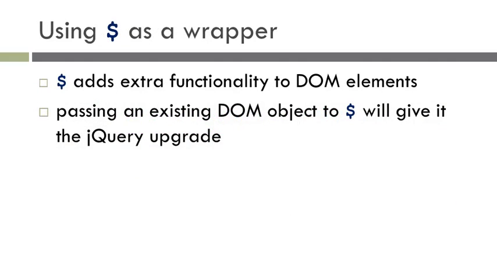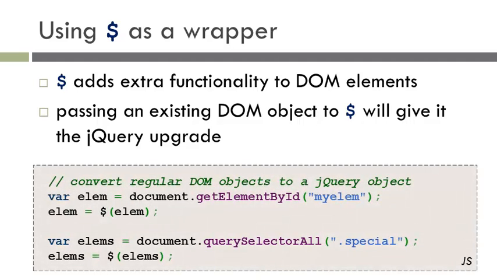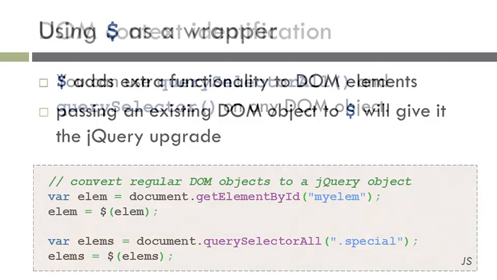You can convert any DOM object to a jQuery object by simply wrapping it in the $ function. Once you do that, you can then use the functionality of the jQuery object. As in this example here, we are getting an element by ID through the document object. Once we have this object, we simply wrap it in the $ function, pass it to that, and the object returned back to us is a jQuery object.